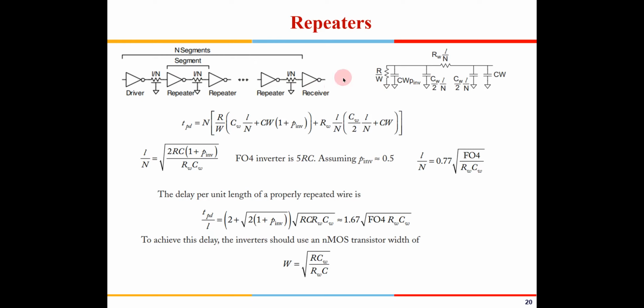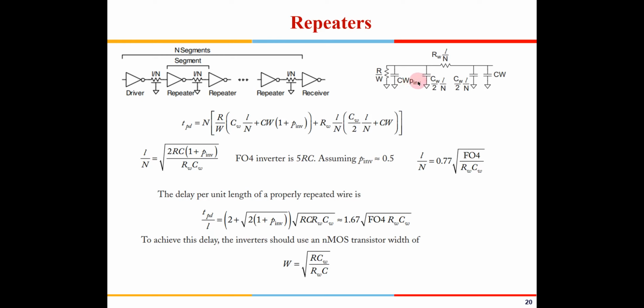This is the equivalent circuit for one particular stage. This is R divided by W. That is, if R is the resistance for a unit inverter, and if you are using a larger width W, it becomes R divided by W. Here we are putting the capacitance which is coming from the inverter side also. So this is C into W.